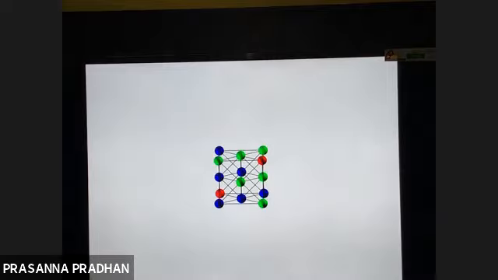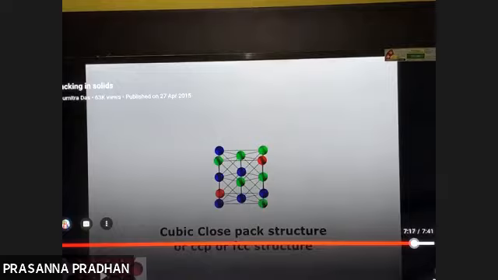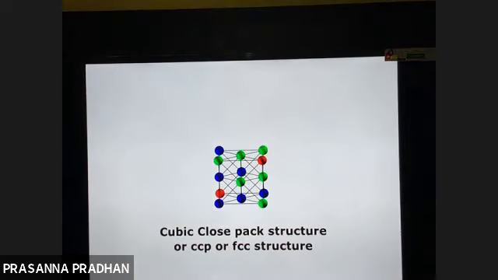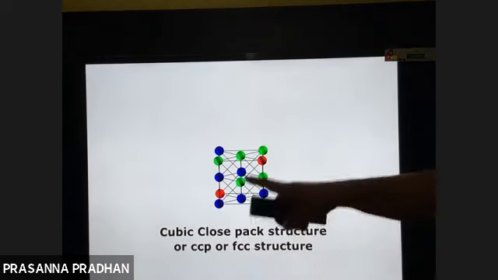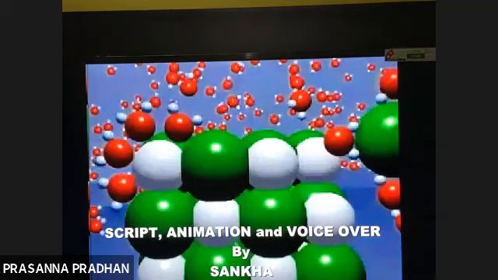ठीक है. So what is the unit cell of ABC type? Face centered. और ये packing को हम लोग cubic close packing बोलते हैं. Called cubic close pack. Cubic close pack. Same thing, CCP और FCC structure. ठीक है? Fine. Understood? पक्का?